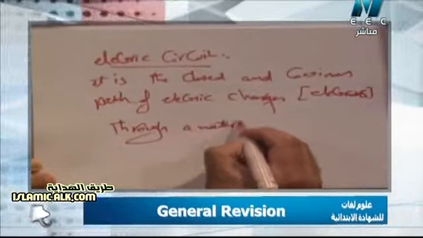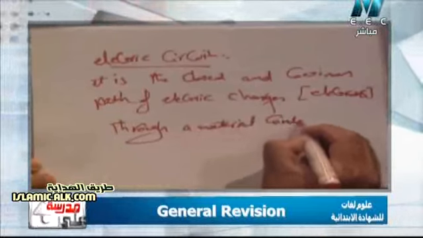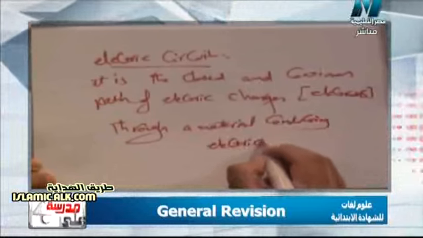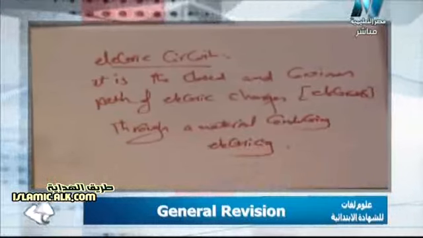So we must concentrate. We must pay close attention. There is a very important difference between the electric current and the electric circuit. Electric current is the flow of electric charges through a material conducting electricity. But the electric circuit is the closed and continuous path of electric charges or electrons through a material conducting electricity.